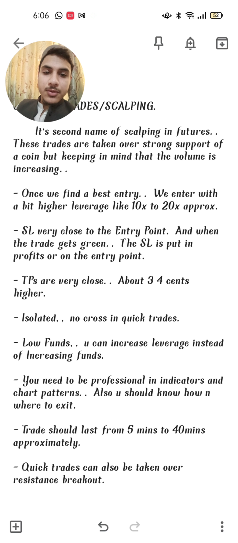Stop loss should be very close to the entry point, and when the trade gets green, the stop loss is put in profits or on the entry point to be on the safe side. We should always stay safe in scalping, as the leverage is high. We should play very safe while doing scalping or playing with quick trades.